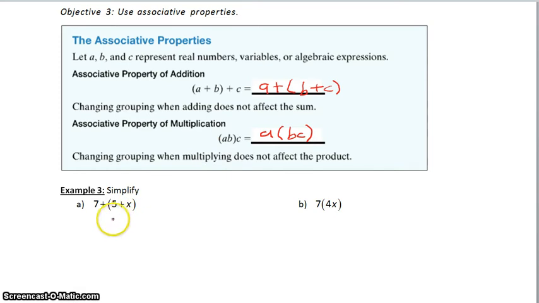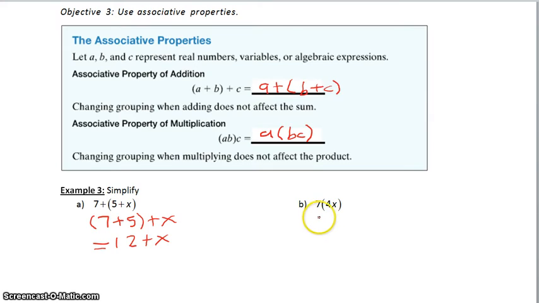Now we look here at example 3. We have simplify. We have 7 plus the parentheses of 5 plus x. So what we want to do in order to simplify, we want to get the like terms together. So we could shift this parenthesis because we have addition here. So if we shift the parentheses, we can have 7 plus 5 in a parenthesis and the plus x on the outside of the parenthesis. Now 7 plus 5 is 12. And we bring down our plus x and we are done.